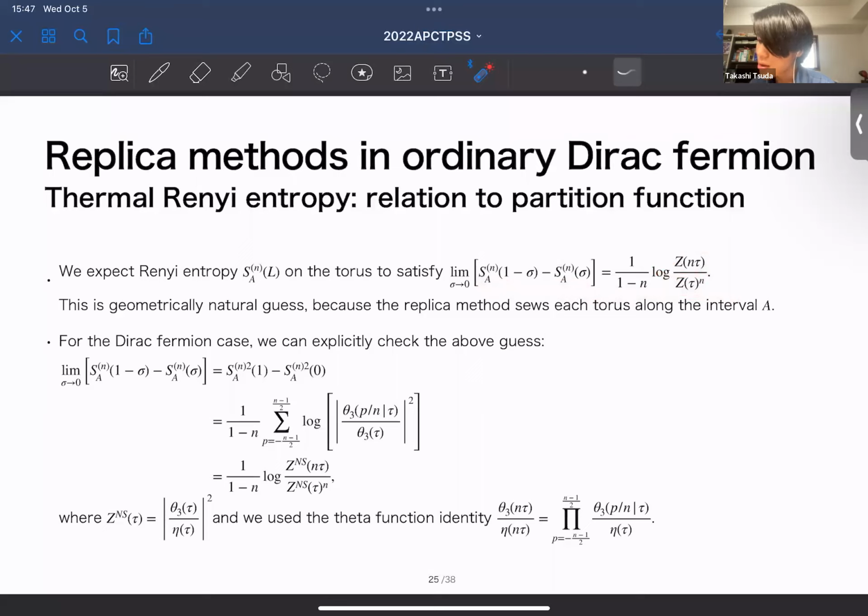The result is like this, and here Z_NS denotes the NS sector partition function, and we use the theta function identity like this. This is like an n-tuple angle formula, and we can combine the summation over this into this.